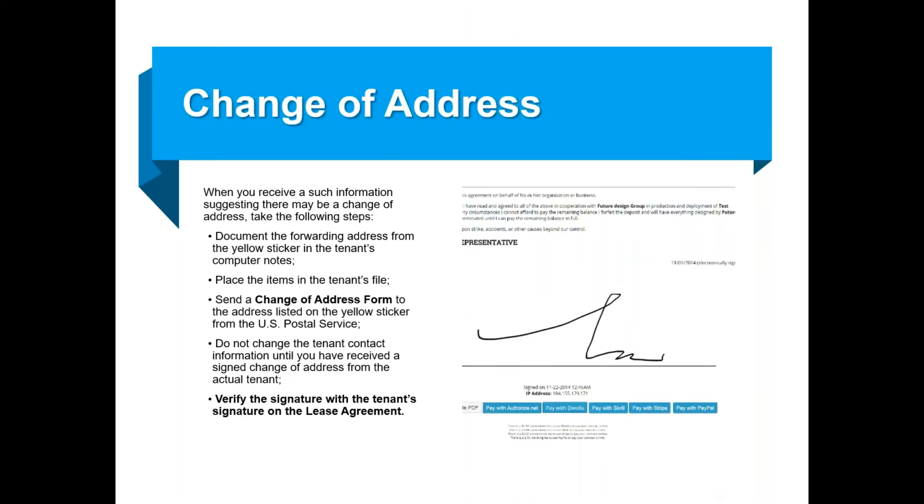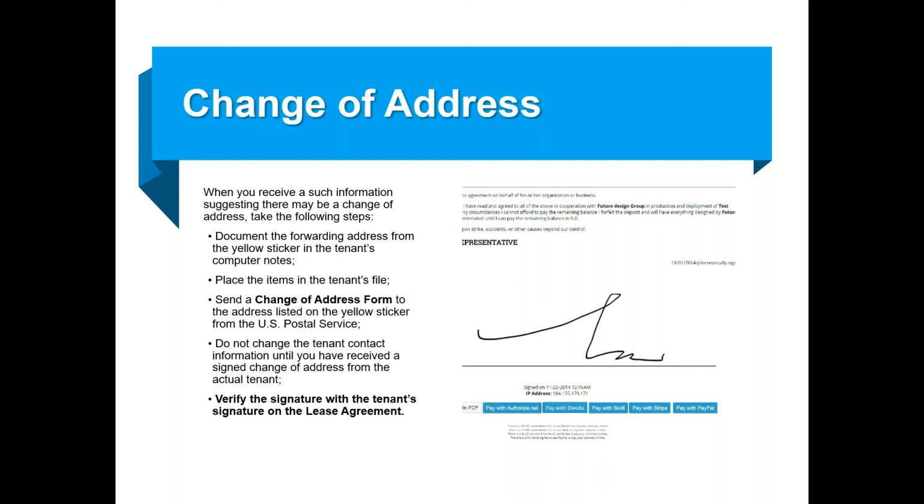So, the changes of address. When you receive a change of address, document the forwarding address from the yellow sticker in the computer notes. You want to place the items inside the tenant's file also. If it's a change of address, I staple it to the agreement, but that's my old style kind of thing to do. Send a change of address form so you actually have something more than just the yellow sticker. You can send it through the postal service or email it. Any of that works. But don't change the contact information until you get the signed change of address back from the customer.